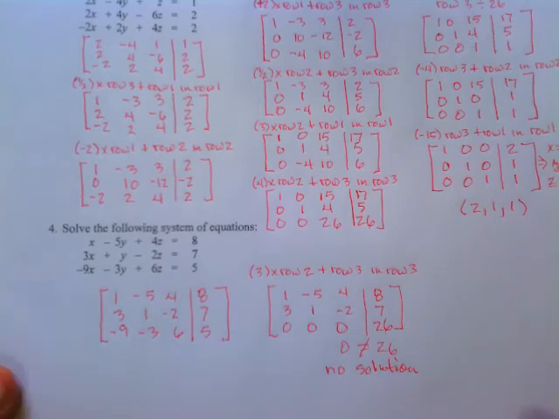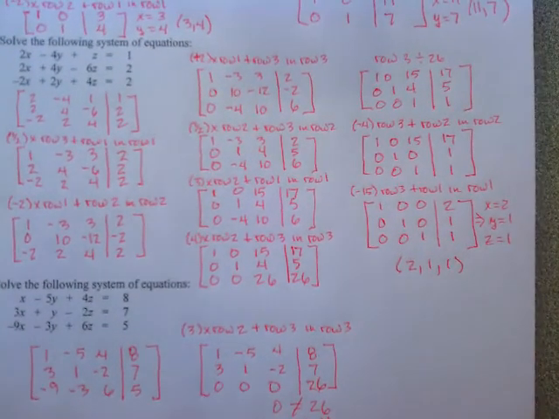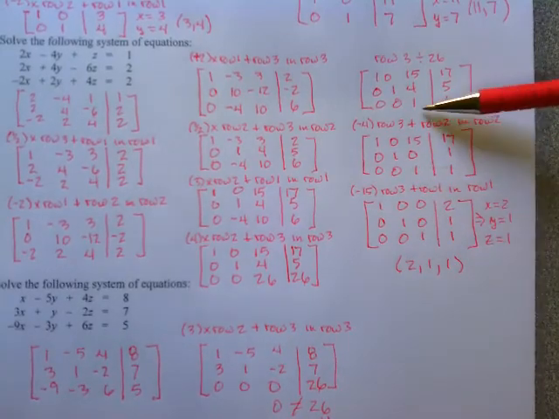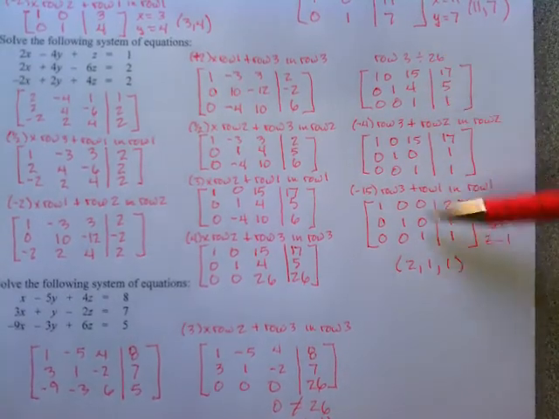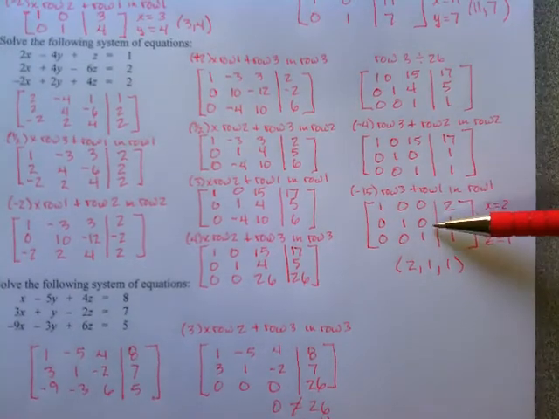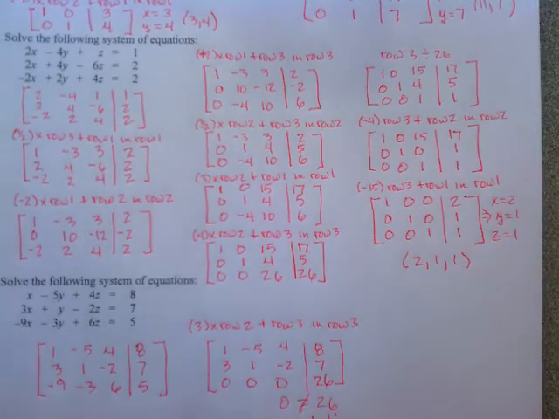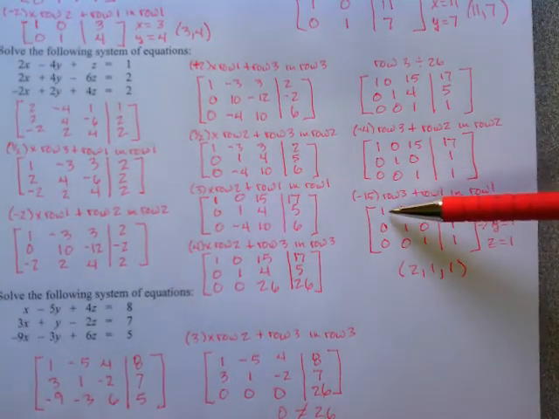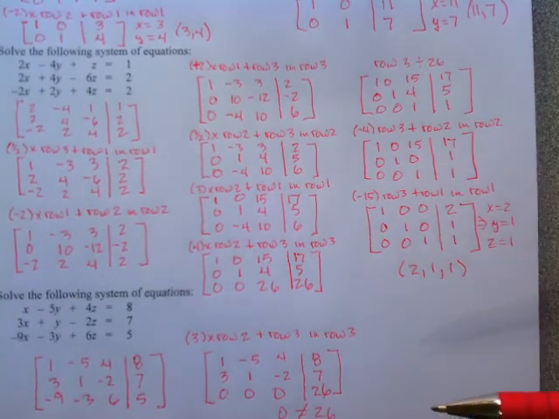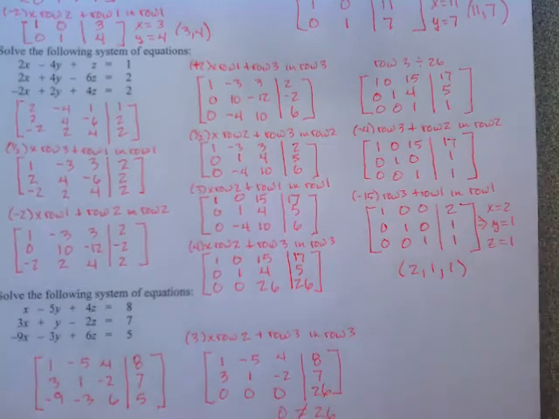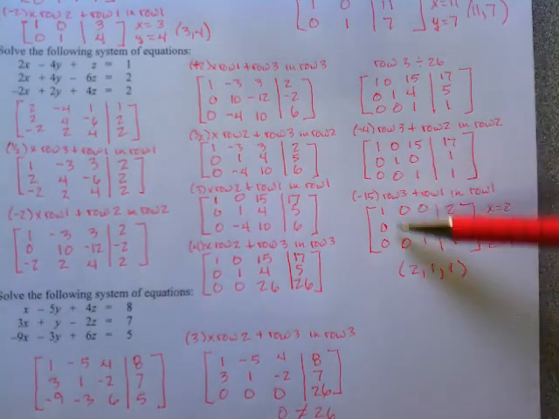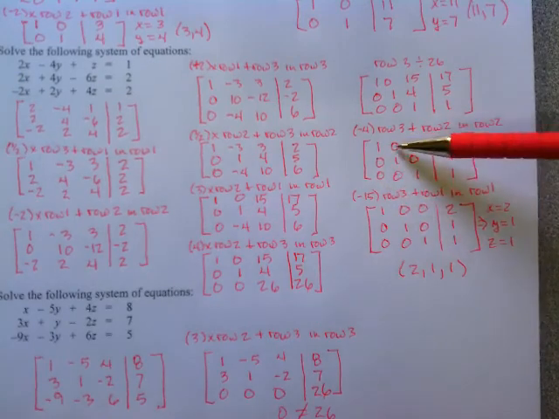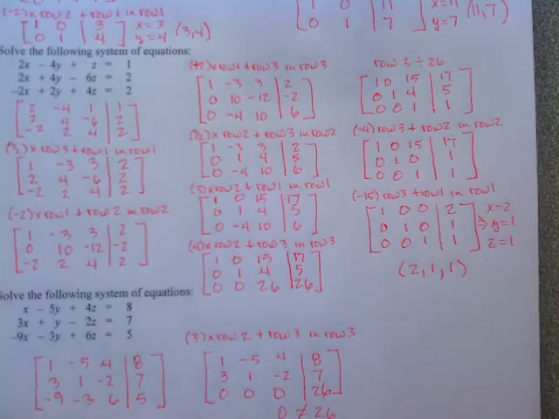I might also mention, once I had that 1 down there, I worked upwards, but I could have gone right to row 1 and then back down to row 2. The rows are independent of each other. We just like to get those 1s first because then it allows us an easy multiplier to get rid of either the first column, the second column, or third column.